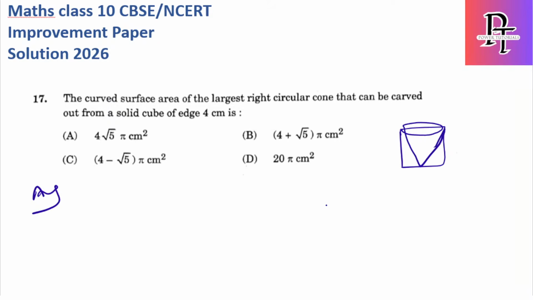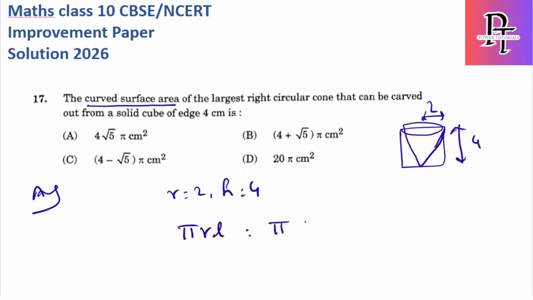So simply the height should be equal to the side of the cube, which is 4, and the radius will be half of the edge. So radius r is 2, h is 4. They are asking for the curved surface area, CSA. The curved surface area of a cone formula is pi r L. In the options also pi is pi only, so I will leave it as it is.